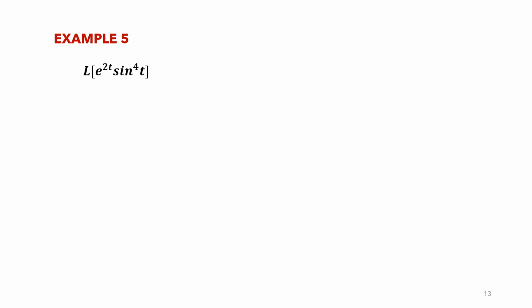Next example, L of e raised to 2t sine raised to 4t. Again, we have only one function, sine raised to 4t. We have to calculate the Laplace transform of sine raised to 4t. Whatever answer we will get, replace s by s minus 2. So our aim is to calculate the Laplace transform of sine raised to 4t. We cannot write directly the Laplace transform of sine raised to 4t because we have a product of 4 terms, sine t into sine t. That is why we got sine raised to 4t.